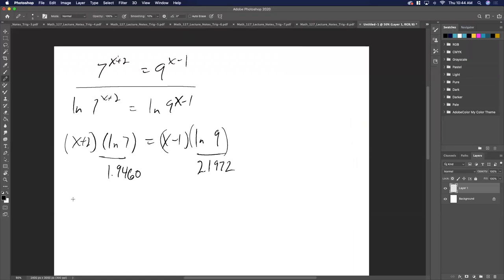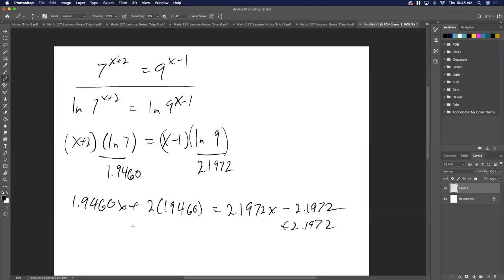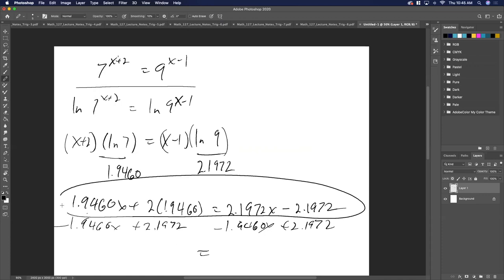This makes it easier, because here I have 1.9460 times (x+2), which is just some number I can crunch through, equals 2.1972x minus 2.1972. When last time we moved all the logs around, we were just moving around numbers like this. Then I'm just going to add this to both sides, and subtract this from both sides, 1.9460x. If I was actually to solve that, you can just crunch through the numbers. If this is more comfortable for you, do it this way.